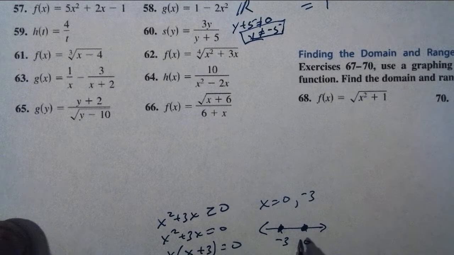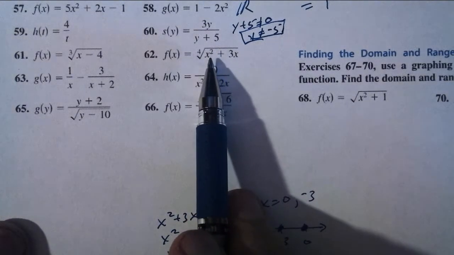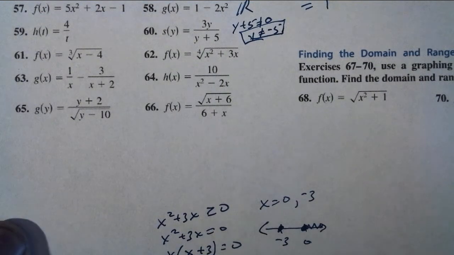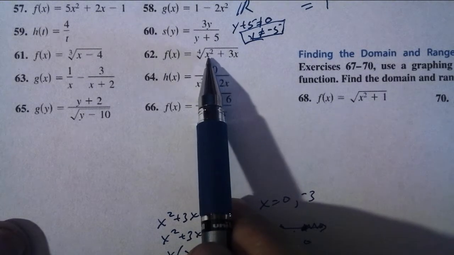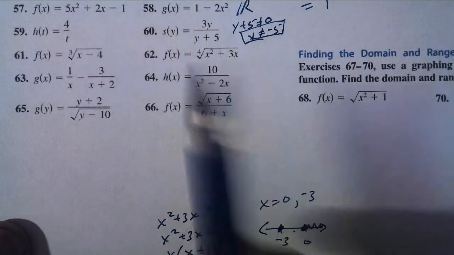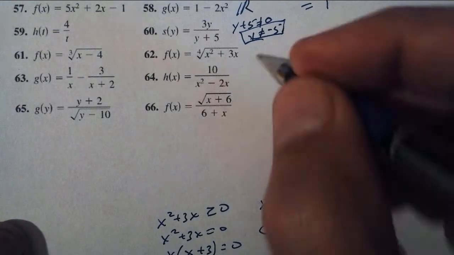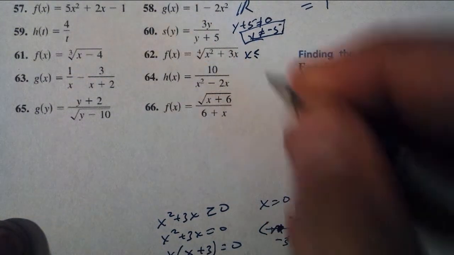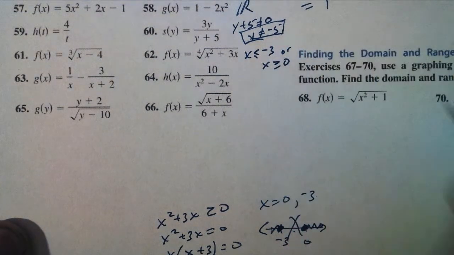Can I put, for instance, a 1 in here? If I put in 1, I get 1 plus 3, 4. I can take the square root of 4, so we're good out here. Can I put in negative 1? I would get positive 1 minus 3, negative 2. That's a problem. And can I put in a value to the left of negative 3? You would find we could. So we would say x is less than or equal to negative 3, or x is greater than or equal to 0.